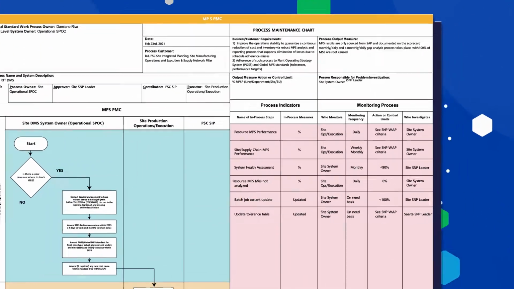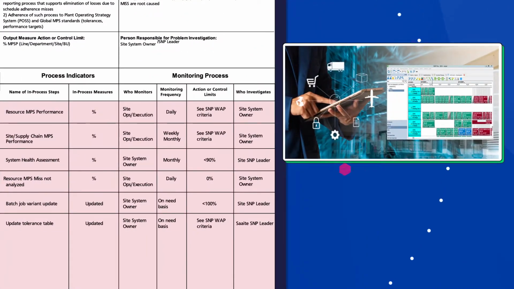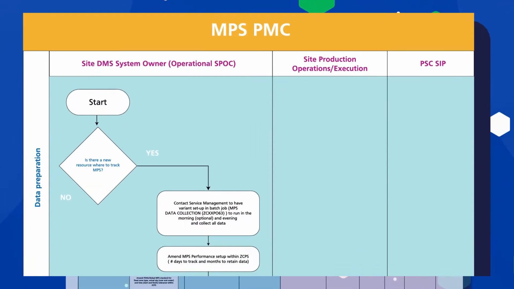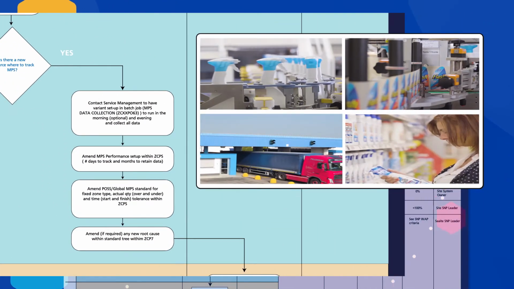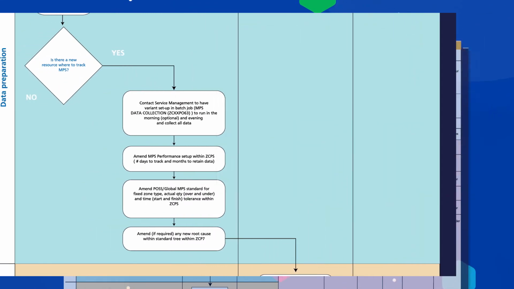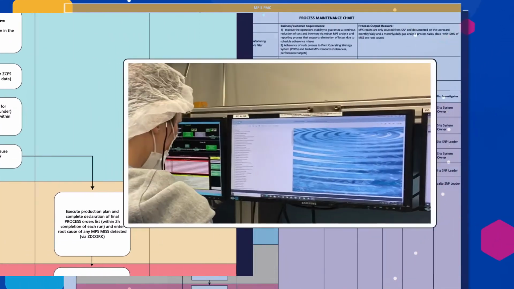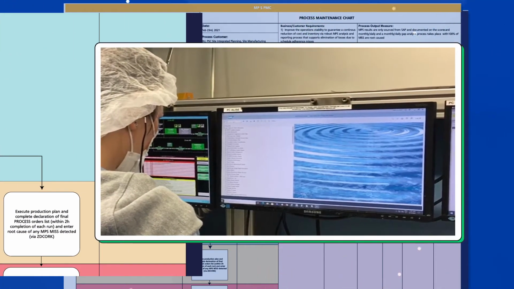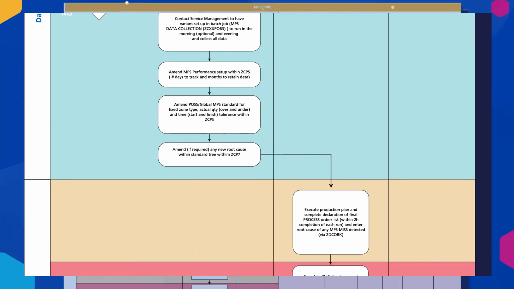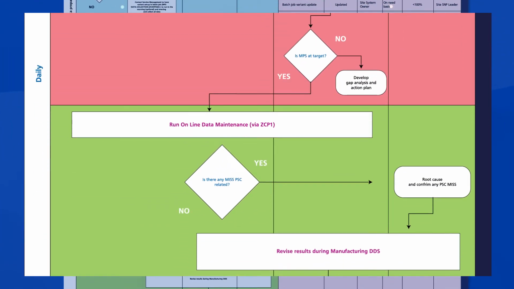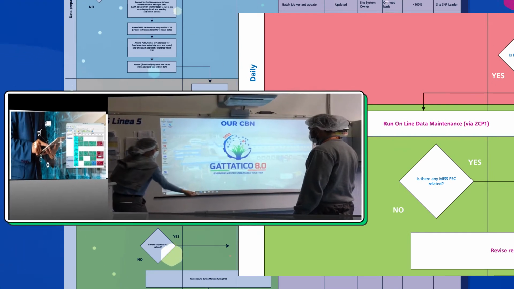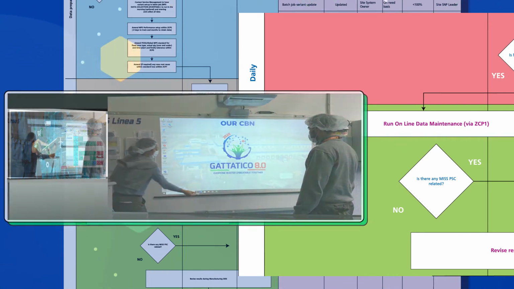The Master Production Scheduling DMS has several in-process measures. The first two measures capture the percent of MPS misses at a resource, site, or supply chain level. It is important that every MPS miss is analyzed and addressed to improve MPS performance over time. So the next measure displays what percent of misses are not analyzed.